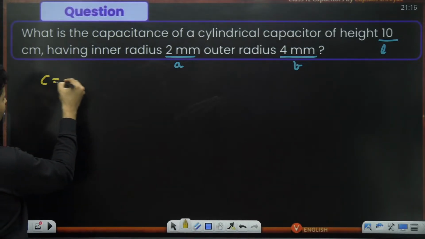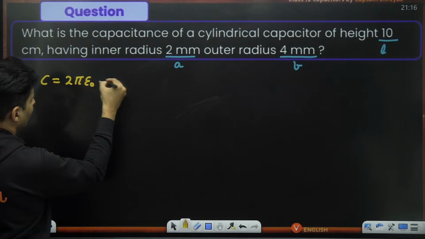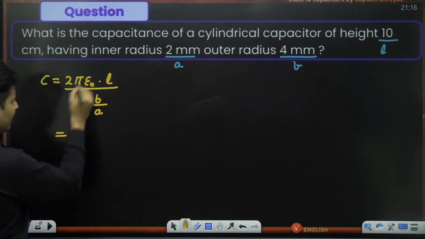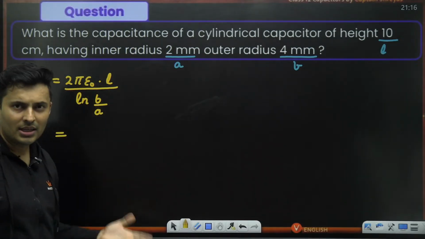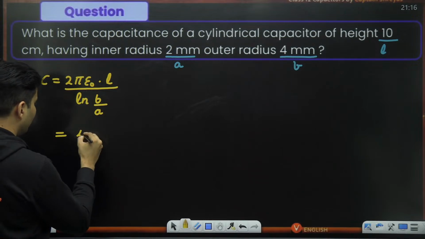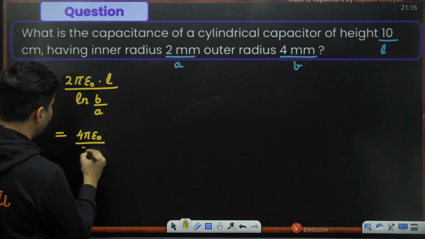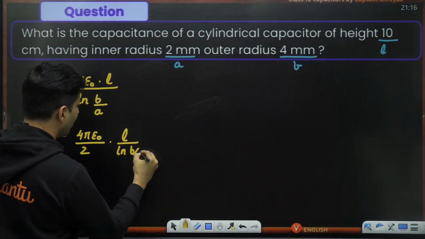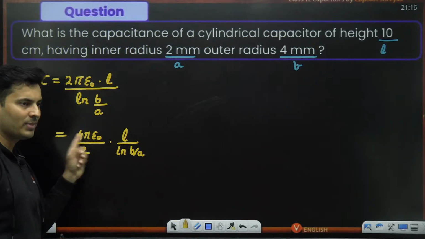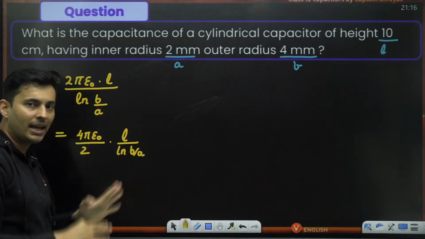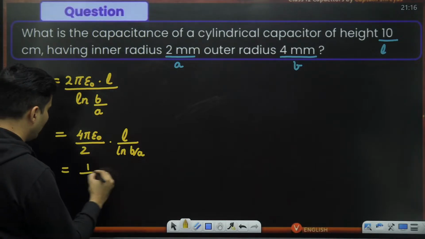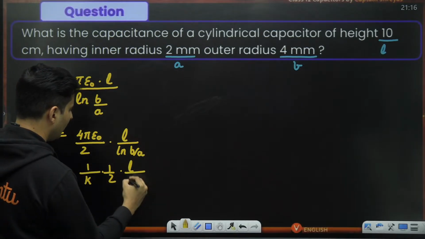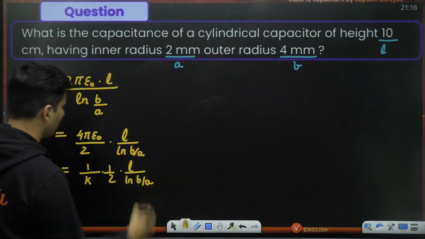So let's start by writing down the formula. 2 pi epsilon naught multiplied by L divided by log B by A. Now, one special thing about 2 pi epsilon naught is I can write this as 4 pi epsilon naught by 2. Keep it aside. This L is there and log of B by A is there. This 4 pi epsilon naught is nothing but 1 by K, which is the Coulomb constant. So this is 1 by K, and that number 2 is there anyway, and this L by log of B by A is also there.